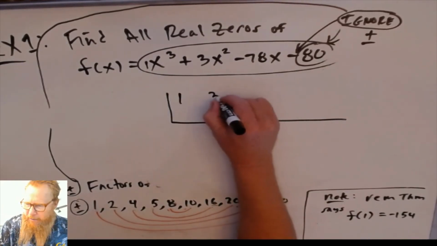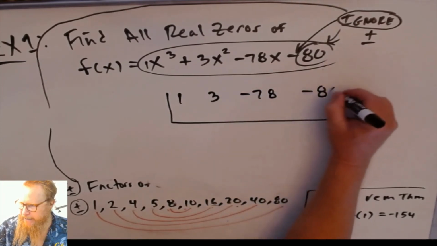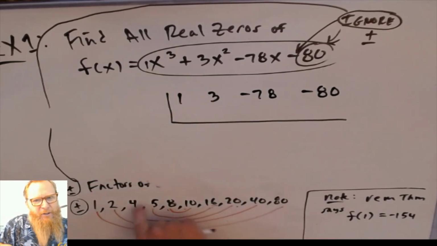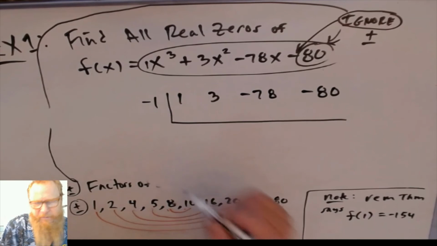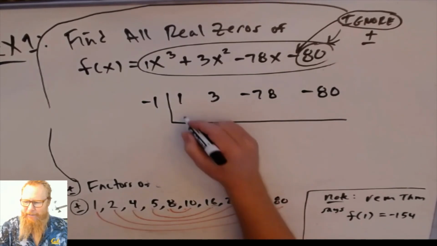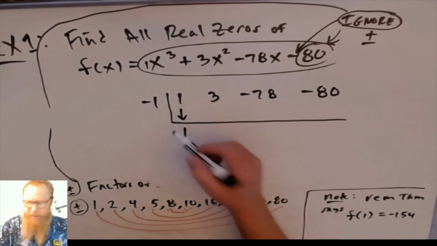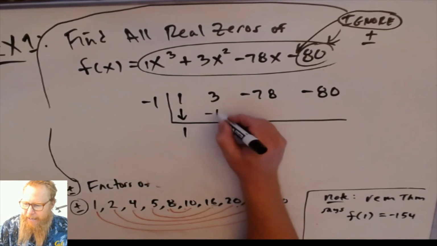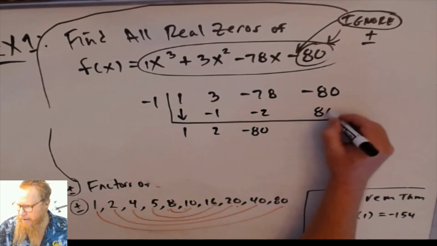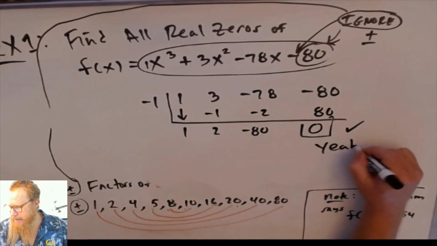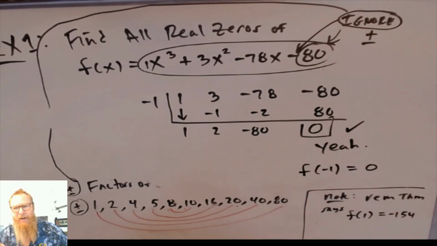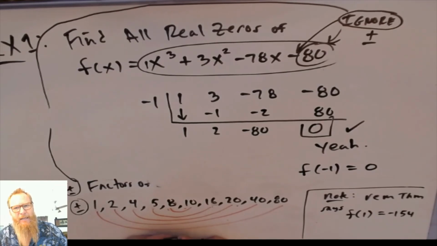So you get 1, 3, negative 78, and negative 80. You can either move on to another number, like 2, 4, 5, 8, or you can try negative 1, if you like. I tend to alternate. I try a positive, I try a negative, I try a positive, like that. But you certainly can have your own plan. Multiply, add, multiply, add, multiply. Oh, good, I'm glad I did it. Yay! So we know that f of negative 1 is 0. Okay.